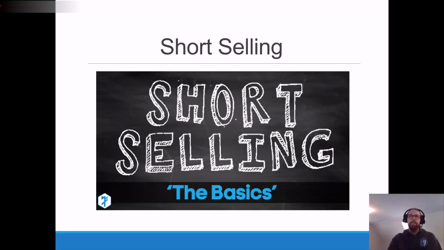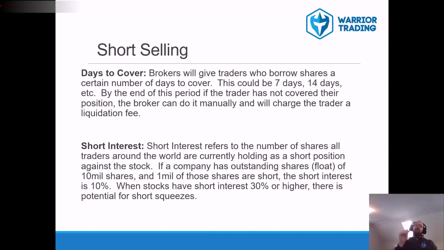a long bias trader. Now, when you're shorting, you have a certain number of days to cover your position. Your broker is saying, look, I'm going to let you borrow these shares, but not forever. You got to give them back to me in this number of days. So they could be 7 days to cover, they could be 14 days to cover, 30 days to cover, etc. But you have a period where you can hold the stock short before you have to cover up that position.